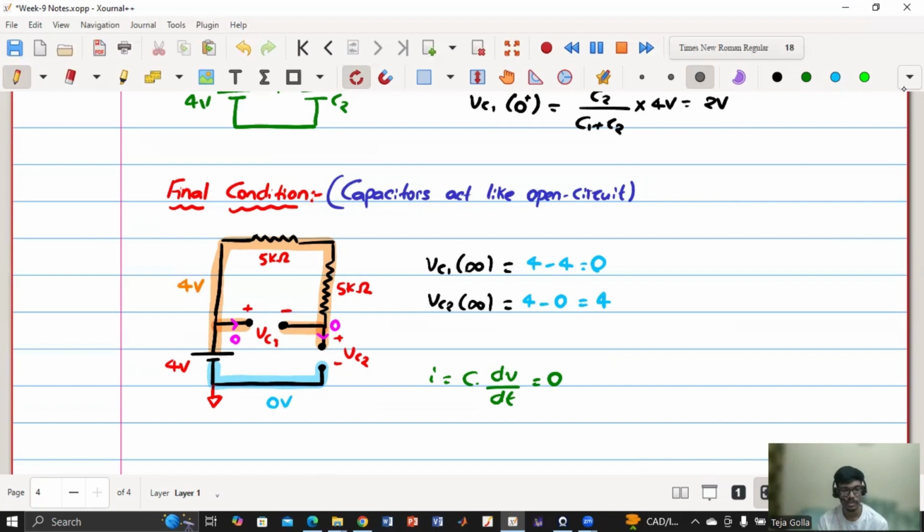But it does not mean that resistors will not carry any current. In this circuit, it happens to be like that, but it does not mean the same. Clear? Okay, sir. Thank you.